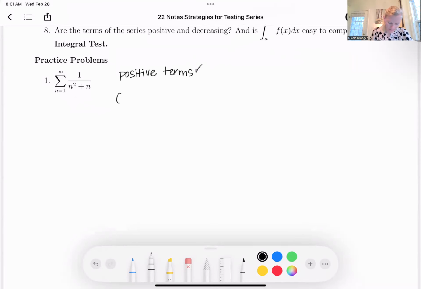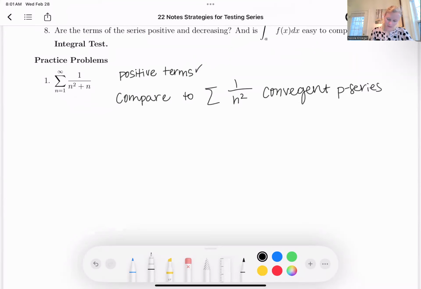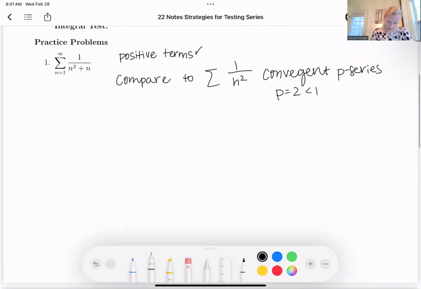And so let's try comparing this to 1 over n squared. This is a convergent p-series, since p is 2, which is greater than 1. Okay, and so let's see, you could probably try a limit comparison here. I'm going to try a direct comparison. We'll see if the direct comparison works.